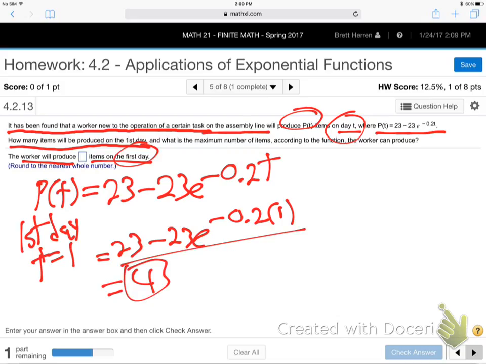So 4. That good for the first question? You guys getting that? Is anybody else getting 4? Yeah, like 4.169, and they say round to the nearest whole number. It says right here, so 4 on that. Okay, now that's the first question. Now they have another question, and that is, what is the maximum number of items?